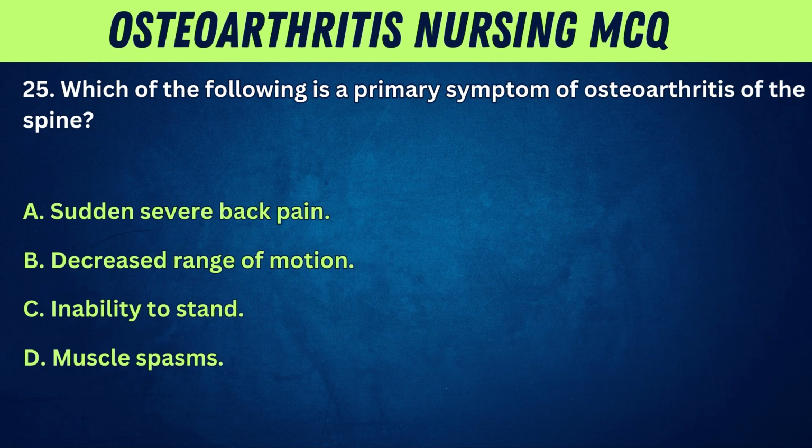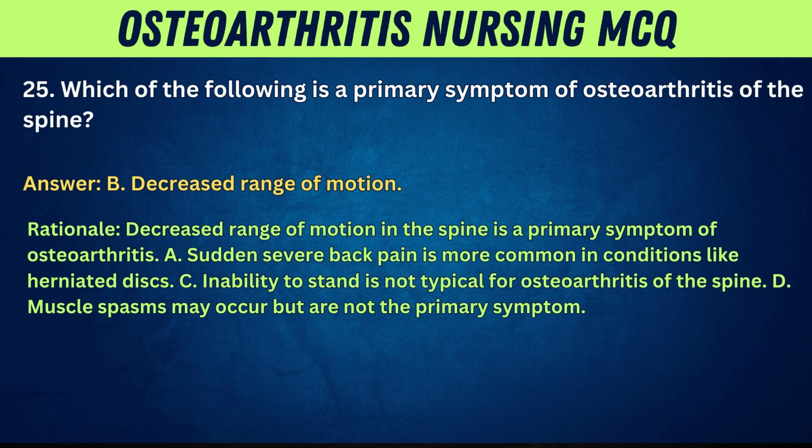25. Which of the following is a primary symptom of osteoarthritis of the spine? A. Sudden severe back pain. B. Decreased range of motion. C. Inability to stand. D. Muscle spasms. Answer: B. Decreased range of motion. Rationale: decreased range of motion in the spine is a primary symptom of osteoarthritis.